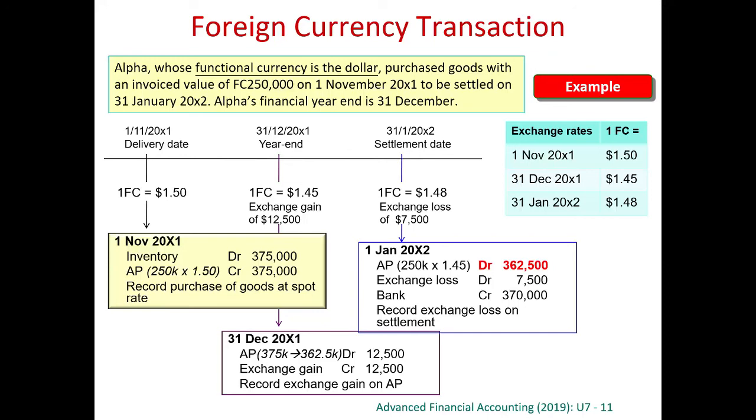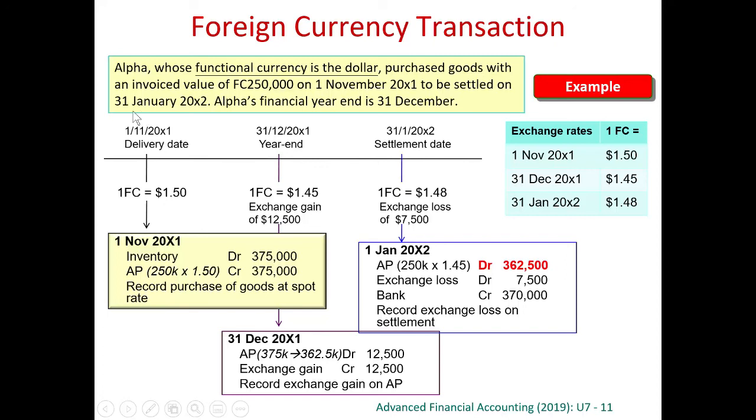Accounts payable is a monetary liability. If a liability reduces, we get a gain, and therefore we recognize it as an exchange gain. So we debit accounts payable and credit exchange gain in profit and loss. This is what we have to do at the year end.